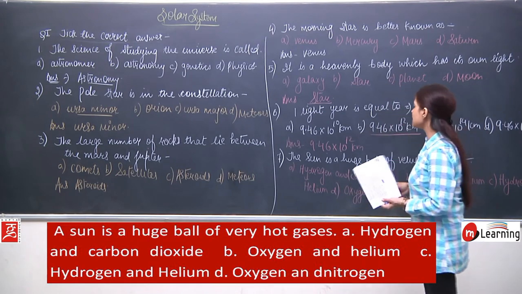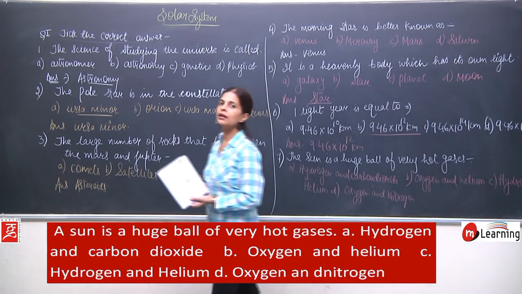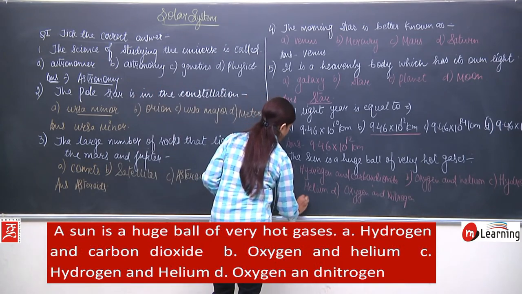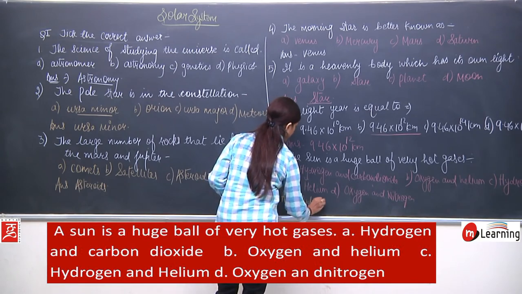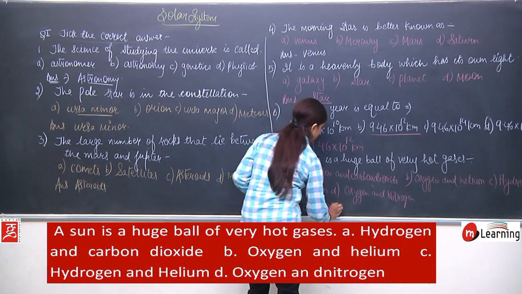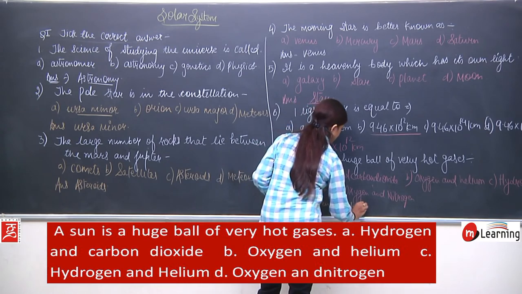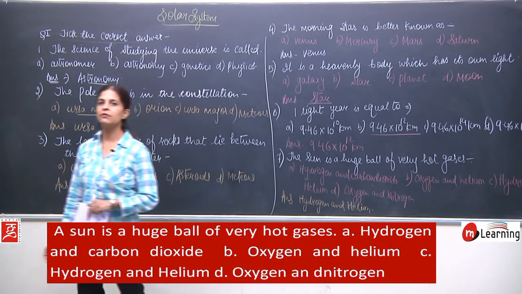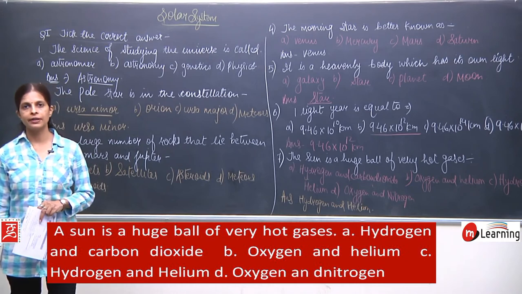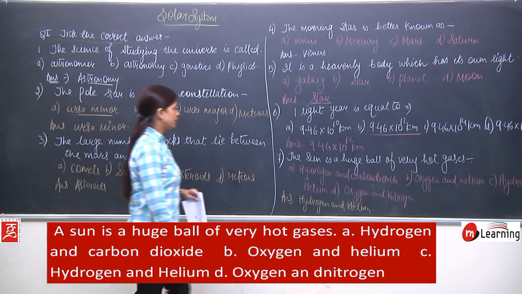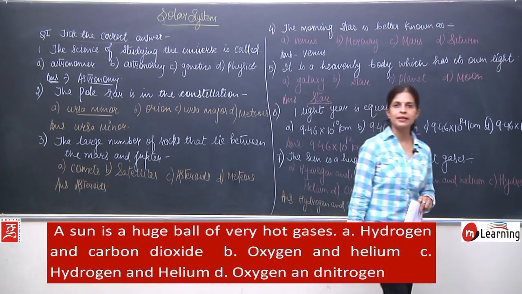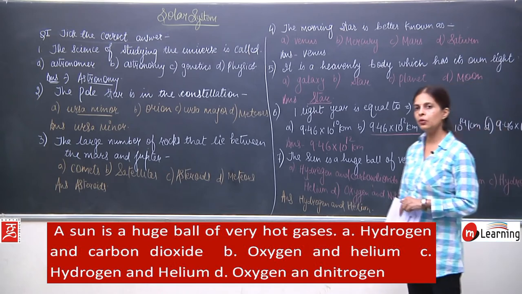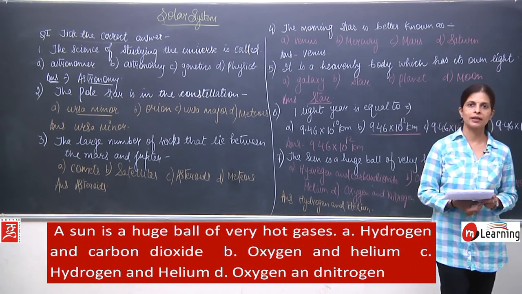So which gases are there, children? Which are the two gases? Answer is hydrogen and helium. Nuclear reaction takes place in which the hydrogen combines to form helium, in which a lot of heat is released. So choose the correct answer. We have three more, and for that I'll have to dust the board. So please note this so that we can move to the next one.